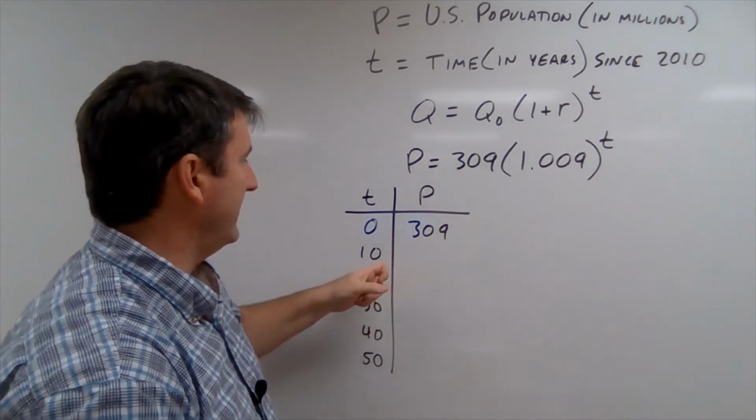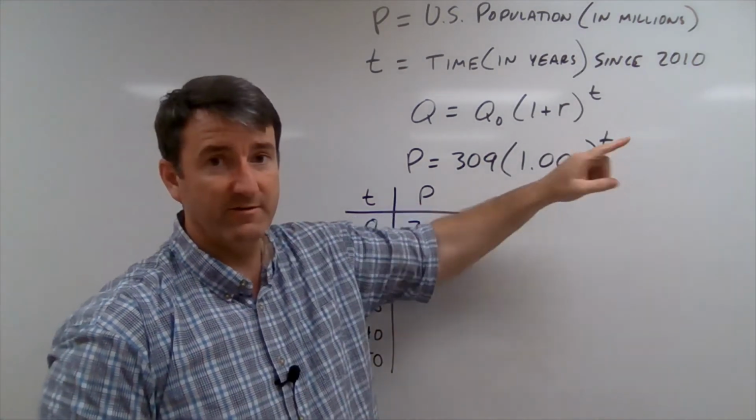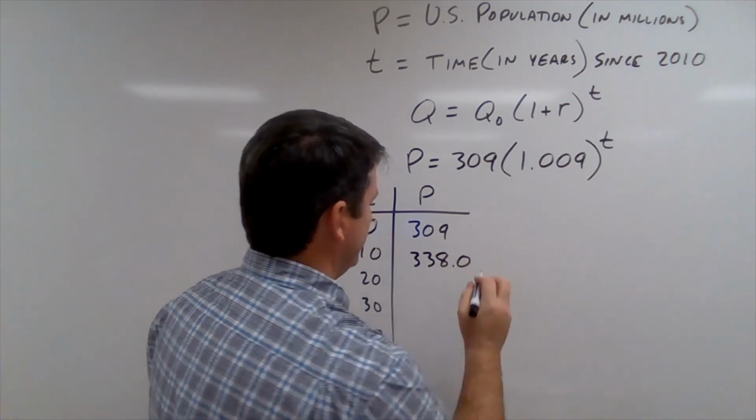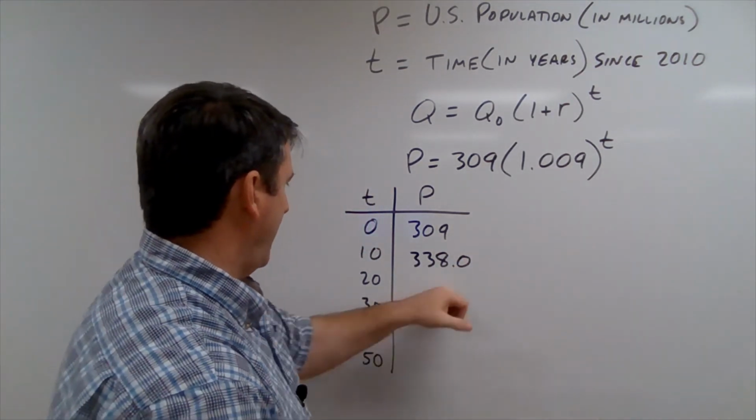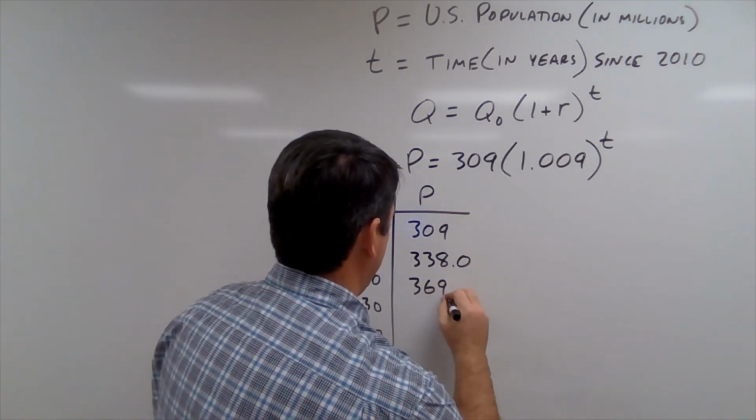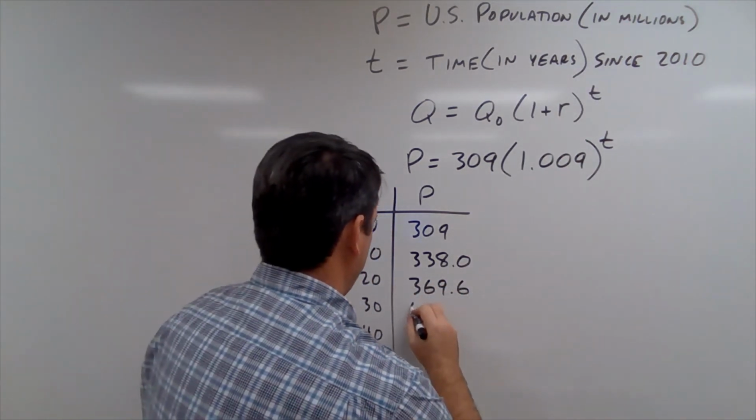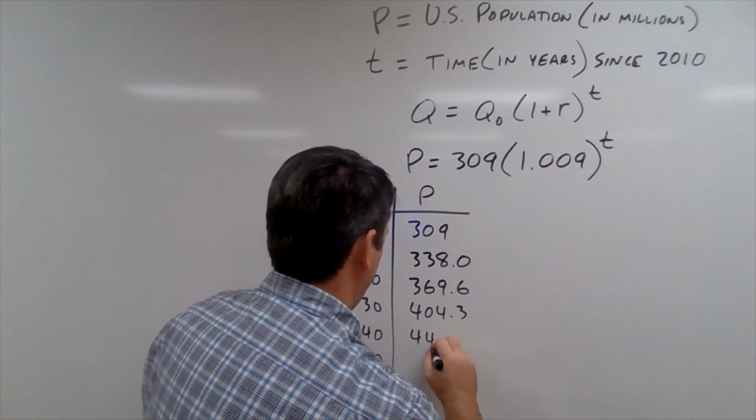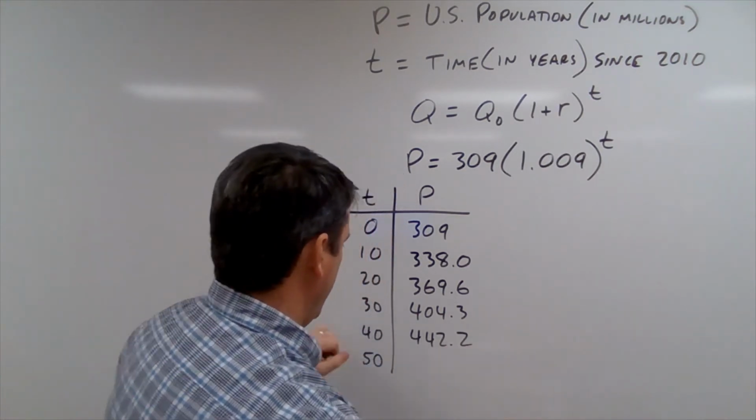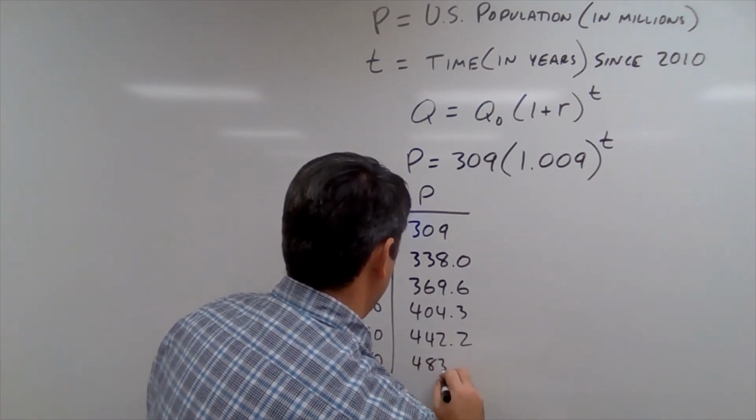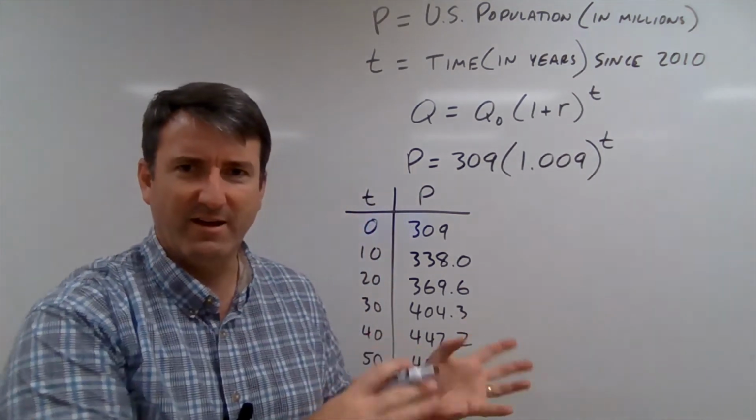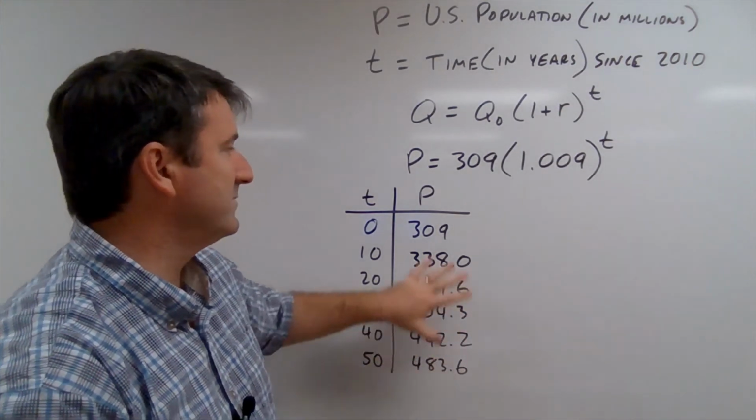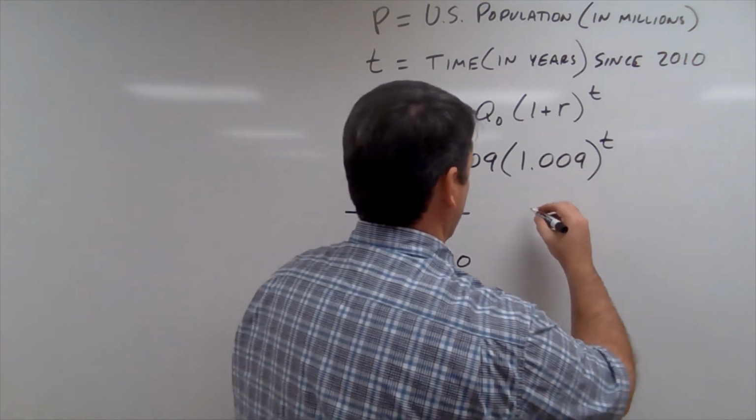And then if we plug in 10, 20, 30, 40, and 50 in for t, at 10 we're going to get 338.0. We'll round this to the nearest tenth. At 20 we get 369.6. 30 we get 404.3. At 40 we're going to get 442.2. And at 50, we're going to get 483.6. And of course, I already entered those into a calculator earlier.